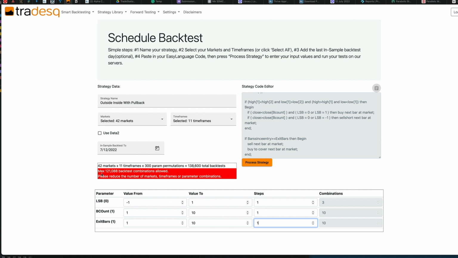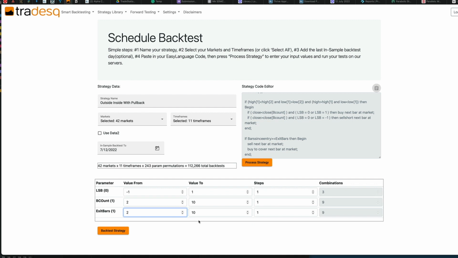Tradesq allows a maximum of 121,000 backtests. We have too many here. So I'm going to change this maybe to a 2 and a 2. And so that brought it down underneath their maximum limit there. So we're doing 112,000 total backtests.